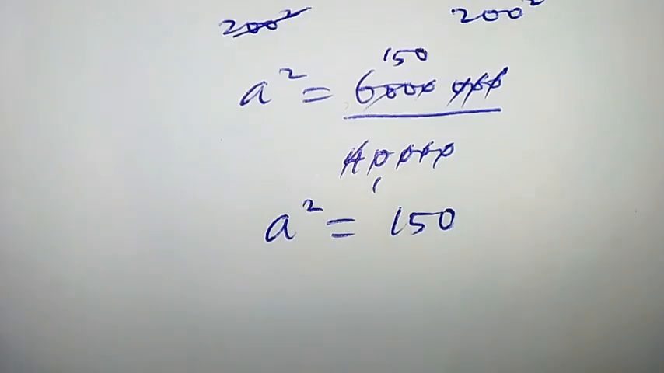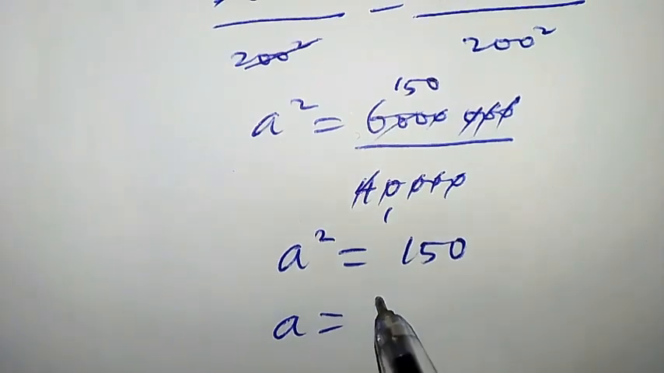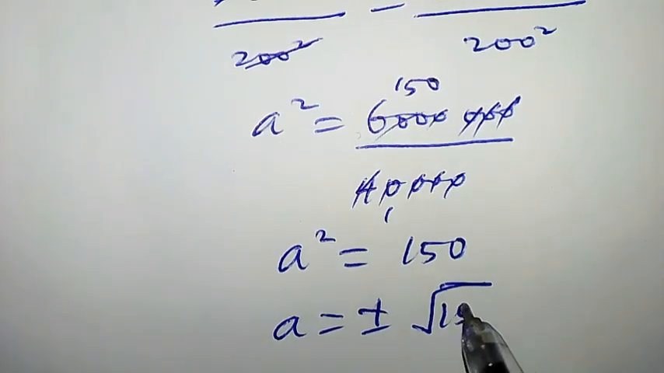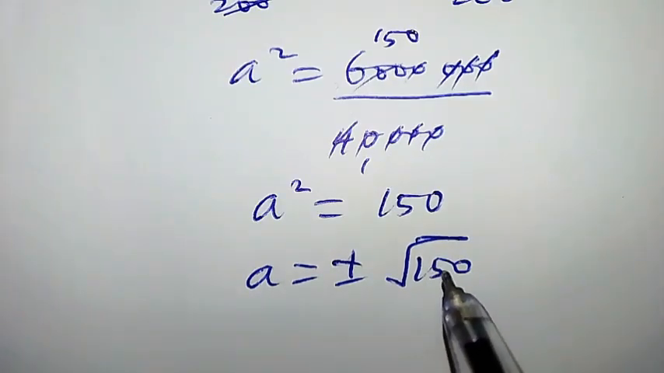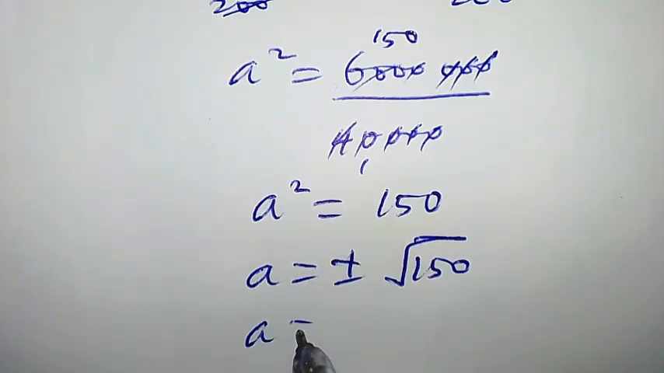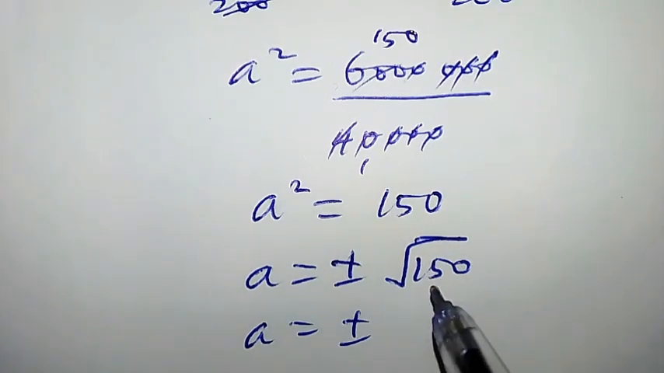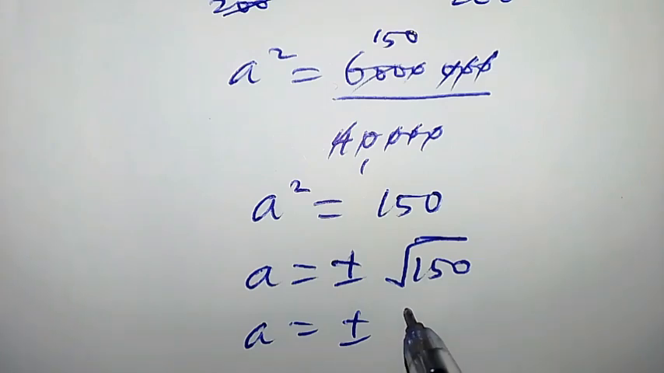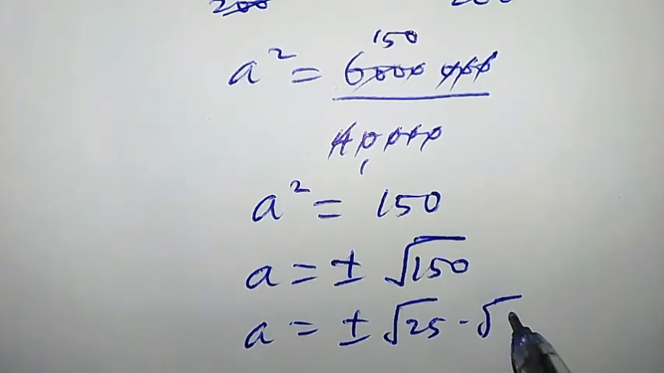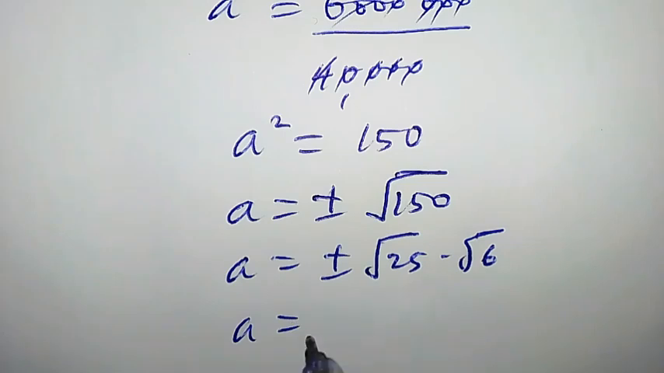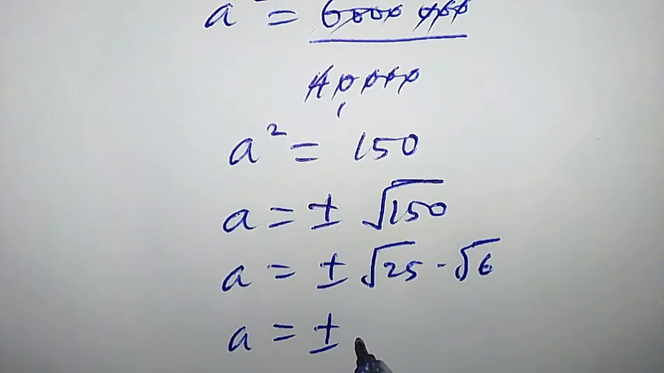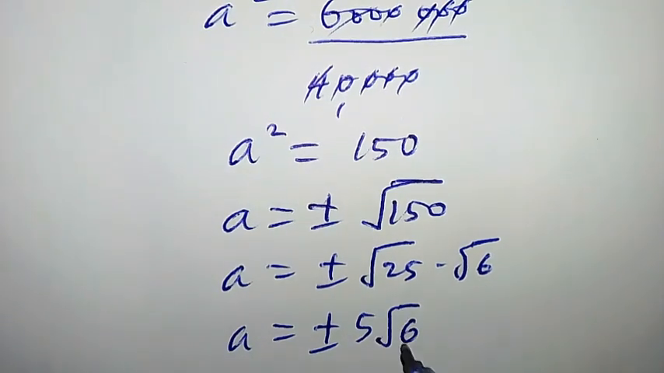Taking the square root of both sides, we're going to have a equals to plus or minus square root of 150. We can simplify this guy further. So we have a equals to plus or minus square root of 150 is the same thing as square root of 25 times square root of 6. So a is equals to plus or minus square root of 25 is 5 times square root of 6.